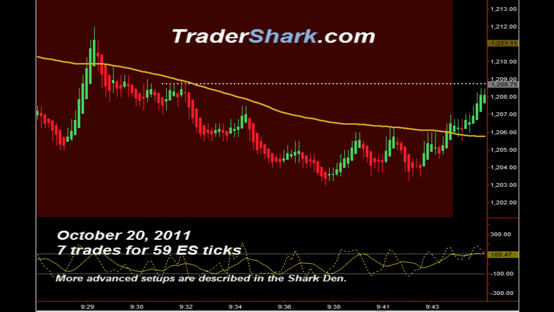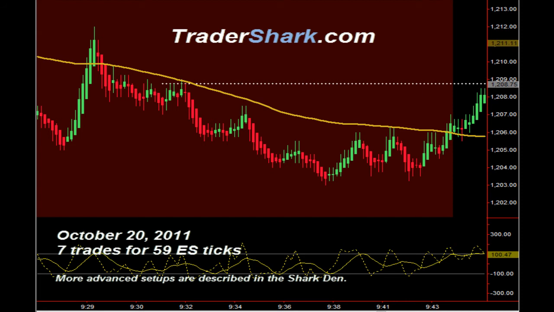Kind of give us an overview, a little bit of a larger time frame on one of the charts that we watch in the Shark Den. Today is Thursday, October 20th, 2011. The following are examples of high probability trade setups that occur on a regular basis and are described in detail in the trading manual and in the live daily Shark Den.